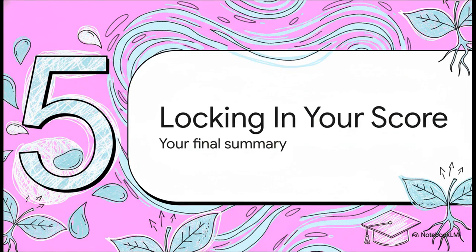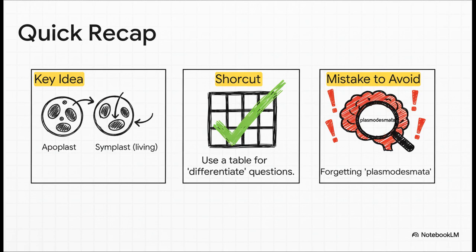Whew, we've covered a fair bit, haven't we? So let's lock it all in with a final, quick summary. This is everything you need to remember to walk into that exam hall feeling totally confident about this question. Okay, here's your 3-point checklist. Ready? First, the key idea. Water moves in 2 ways, the non-living apoplast and the living symplast. Second, your shortcut. For any differentiate question, always use a table. It's just faster and clearer. And third, the big mistake to avoid. Never, ever forget to mention plasmodesmata when you're talking about the symplast path.